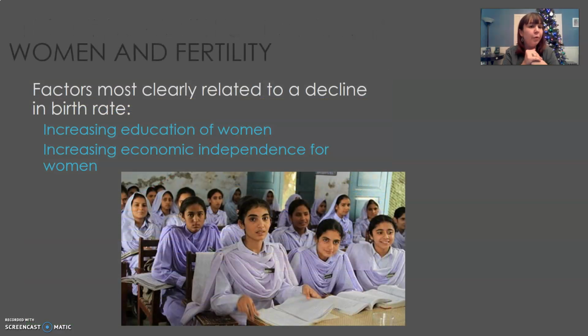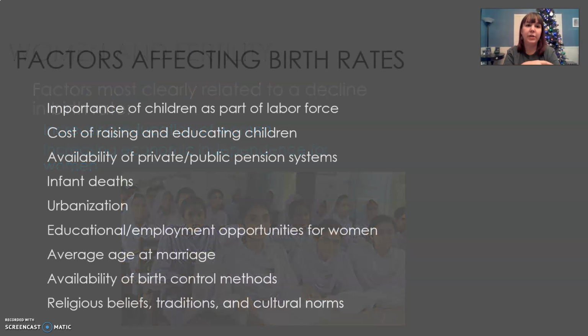So what causes a low birth rate? Well, it's all about the women, right? Increased education for women is a big factor in the fertility rate, as well as economic independence for women. If they're not dependent upon their families to either take care of them in old age or to provide economically for their family, then they don't have to have as many children.